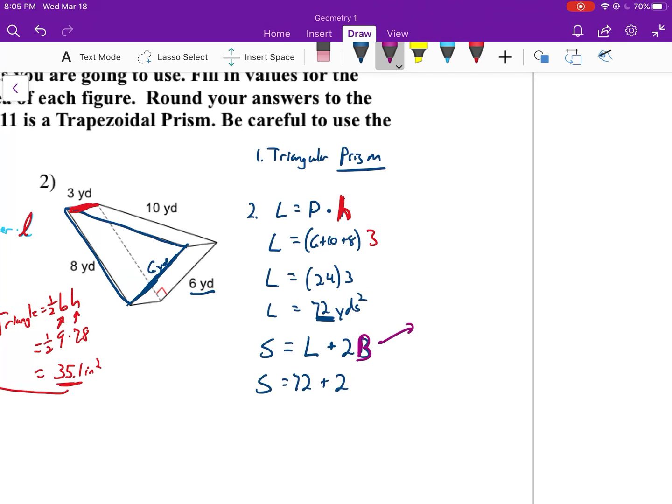The base is a triangle. Again, it's not always going to be a triangle, but here it's a triangle, which is 1/2 the triangle's base times the triangle's height. Do not get this confused with the pyramid or the prism's base and the prism's height.